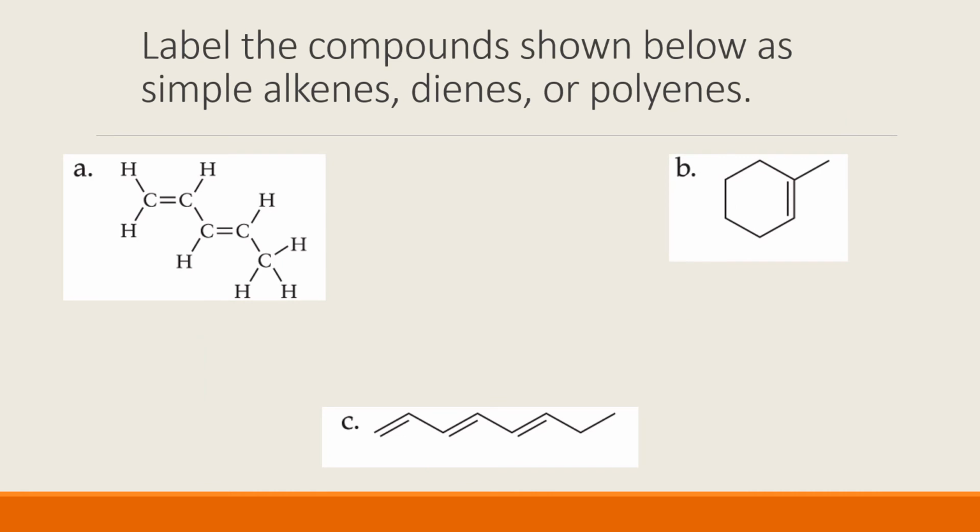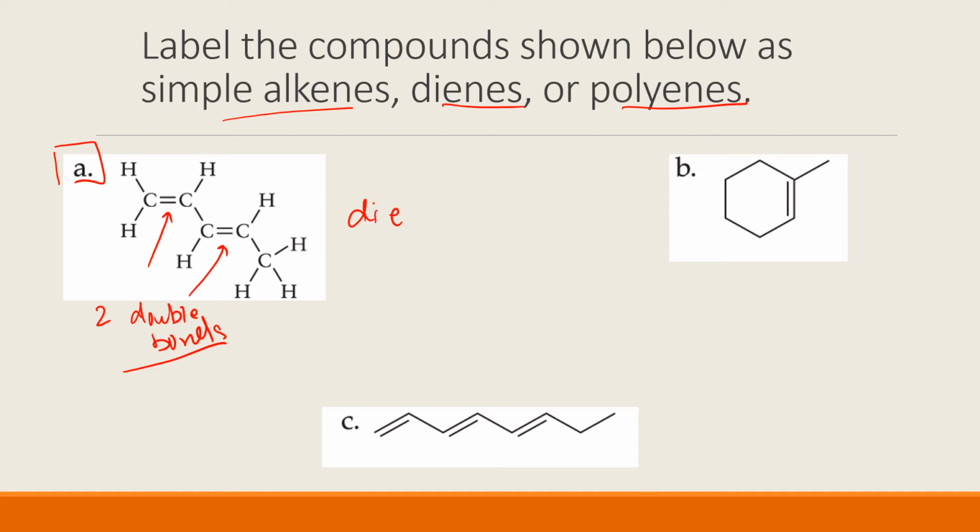Let's identify if the alkenes shown here are simple alkenes, dienes, or polyenes. In example A, we can see that this alkene contains two carbon-carbon double bonds. And if an alkene contains two double bonds, then it is known as diene. Di means two and ene means alkene. So it's a diene.